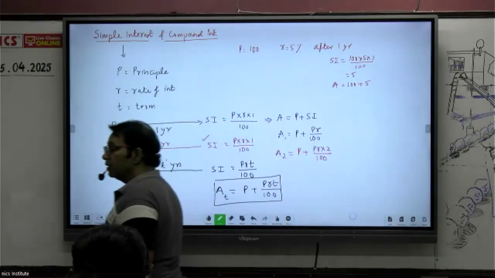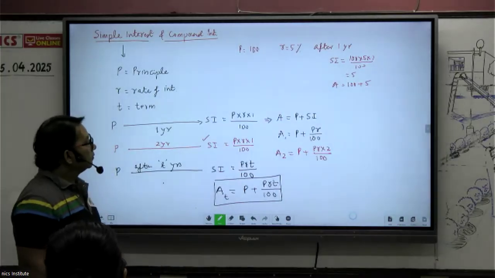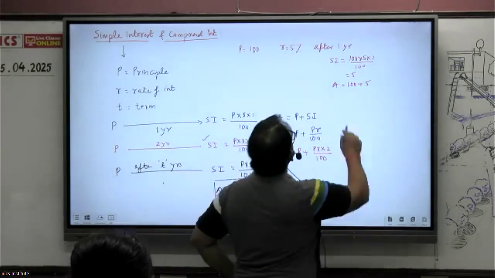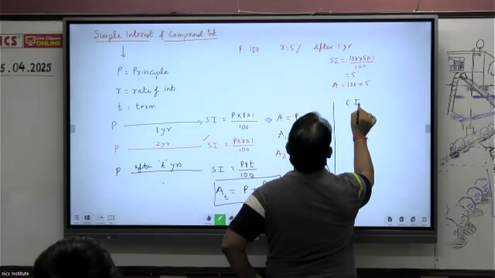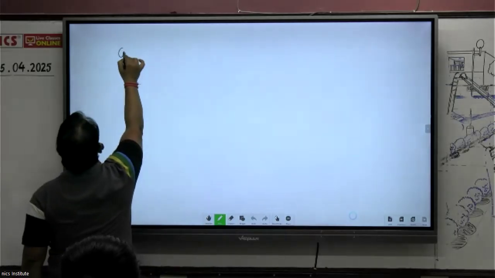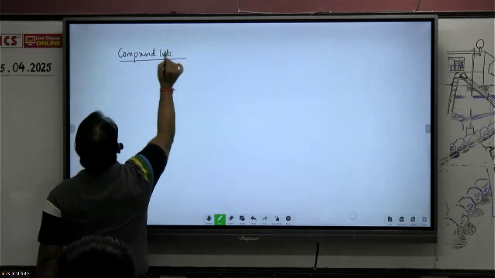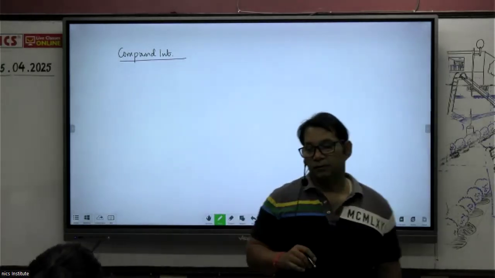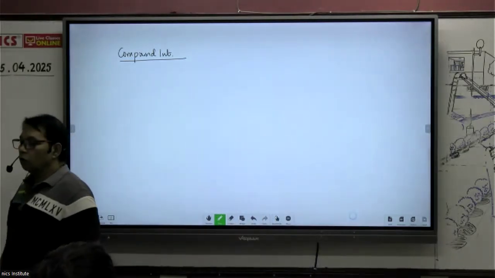Now, what is the difference between simple interest and compound interest? Write it down. CI, compound interest. In compound interest, interest is calculated on the whole amount.